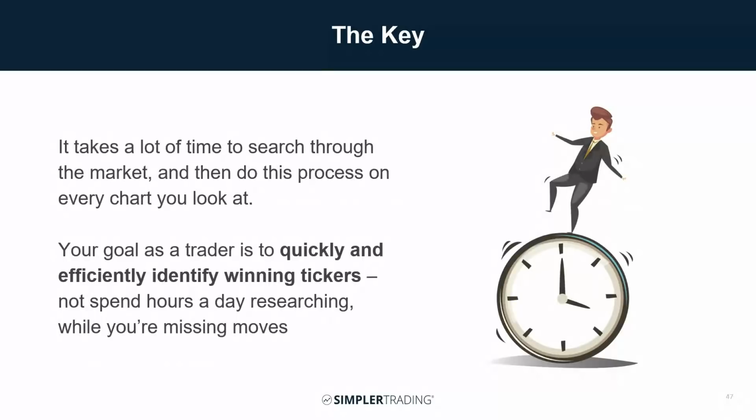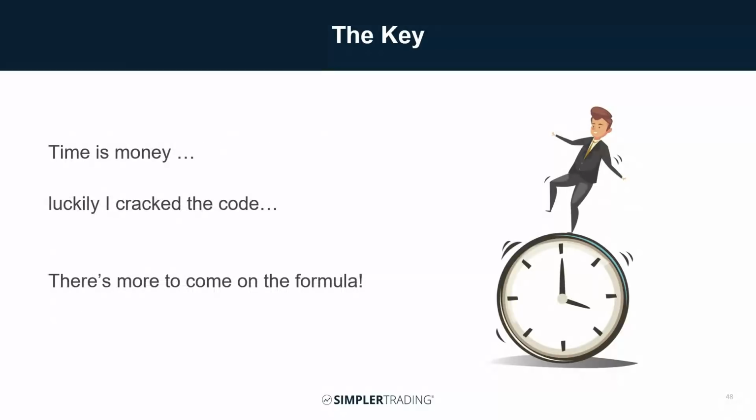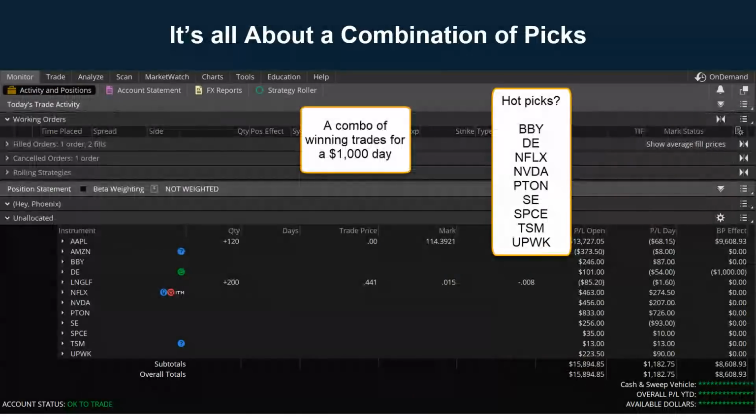So anyways, you just want to be able to do this really quickly because time is money, okay? And it's all about a combination of picks. For me, what I'm looking for is a combination of these hot picks that lead to regular gains. Is this a lotto strategy? No, absolutely not. So I do some lotto trades every now and then, maybe with earnings or something like that. But for the most part, this is my regular strategy that I use every day, all the time.